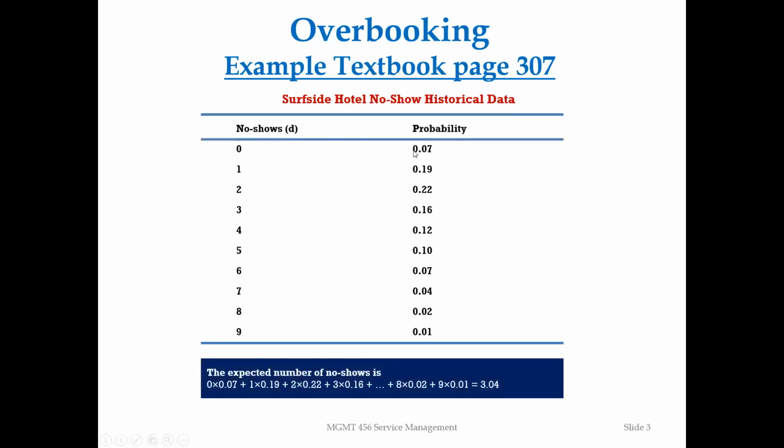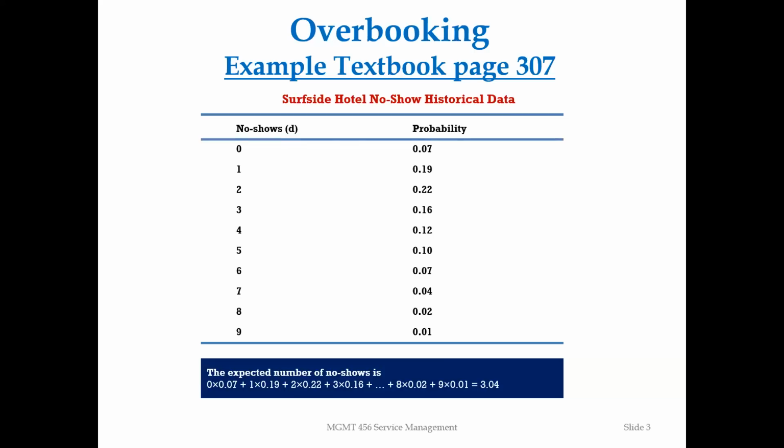So we take 0 times the corresponding probability 0.07, plus 1 times 0.19, plus 2 times 0.22, plus 3 times 0.16, plus 4 times 0.12. You do the math, you get 3.04. So roughly speaking, on average 3 people will not show up. Sometimes it can be 0, sometimes it can be 9, but on average about 3 people.